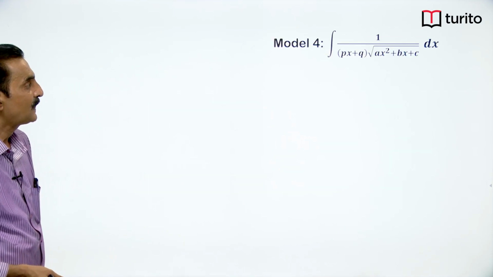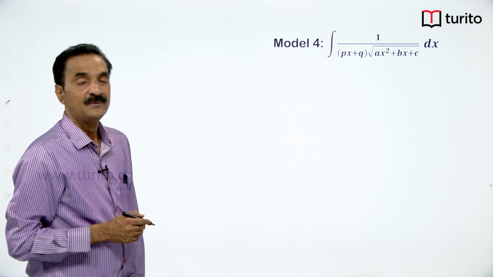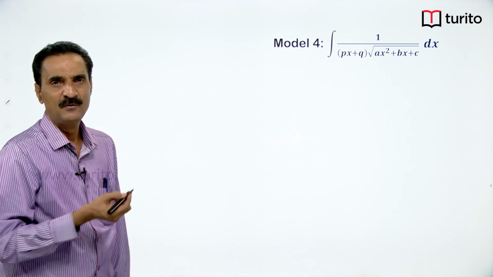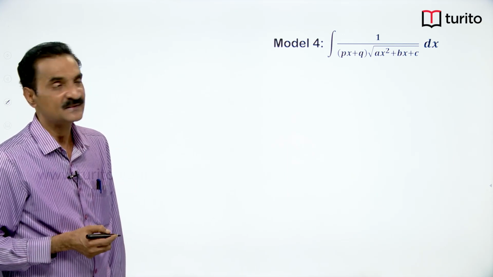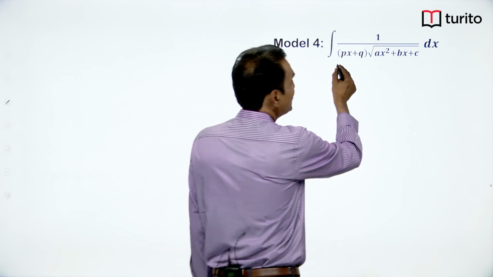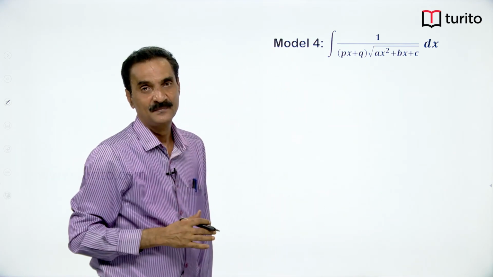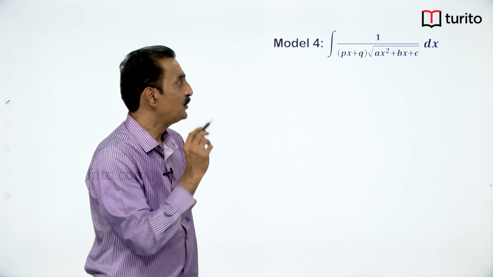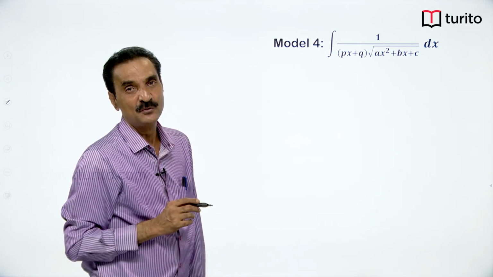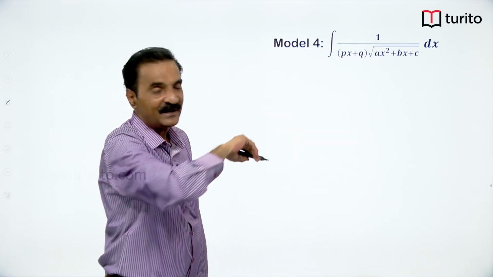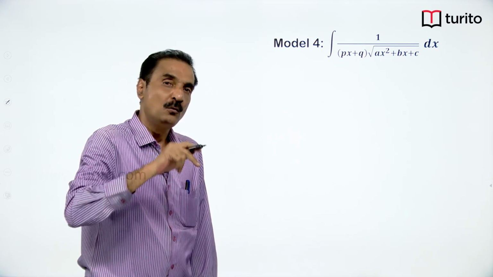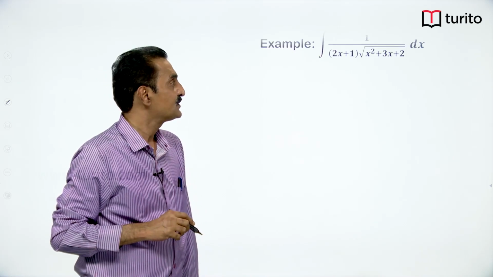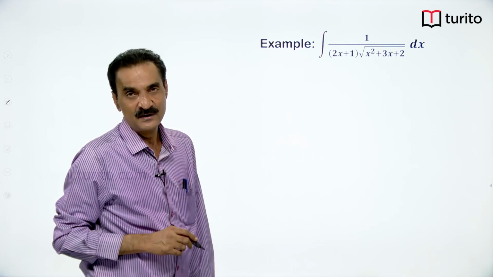Next question, integral 1 by px plus q into root over ax square plus bx plus c. We have already discussed this model in the previous class. We have to put px plus q is equal to 1 by t. This is a standard form of the irrational function. Putting px plus q is equal to 1 by t, this whole integrand will be transformed to 1 by root over ax square plus bx plus c form. Okay. So, this example we have already solved.